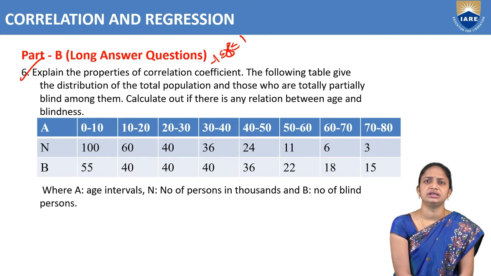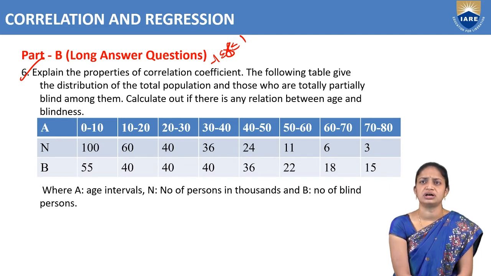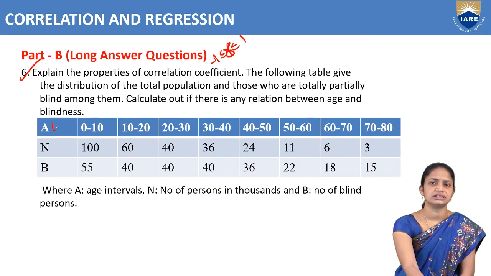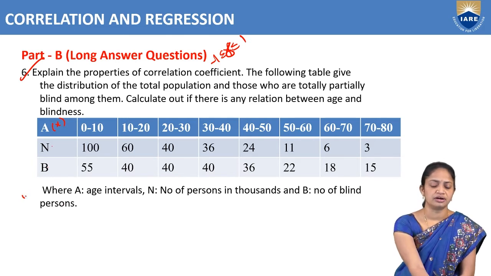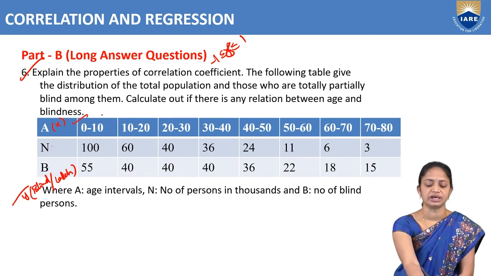The following table gives the distribution of the total population and those who are totally and partially blind. Among them, calculate if there is any relation between age and blind. Here, let us consider this is x and this is b. So b is number of blind persons, and I am taking b versus n, number of persons in thousands. Here, why I am taking blind per lakh. So this is x and this is y. We have to take the mid values.